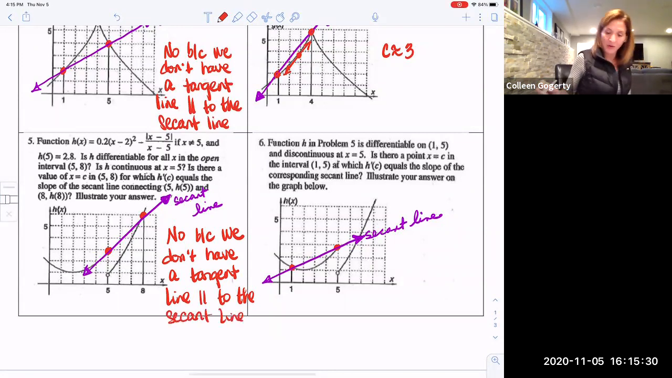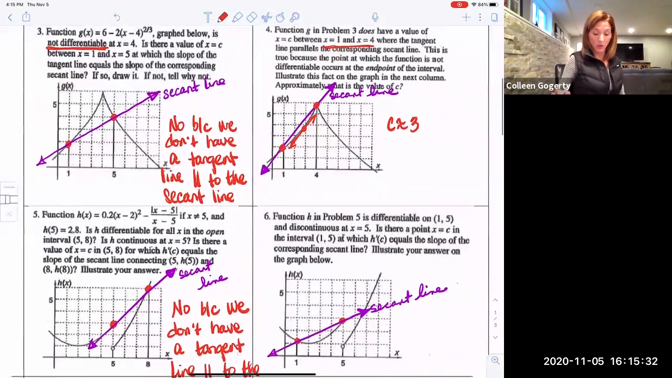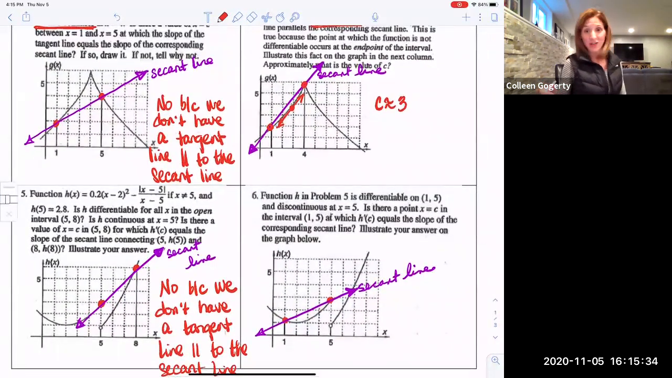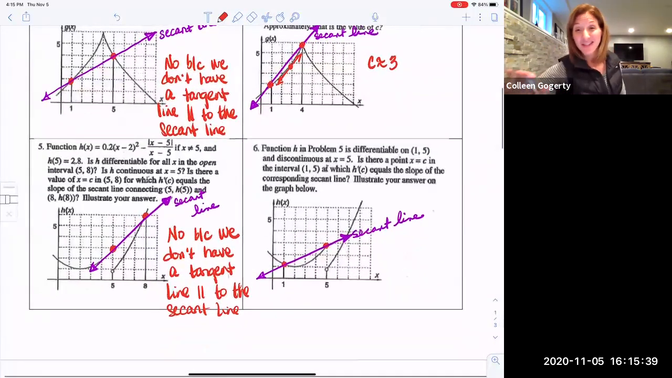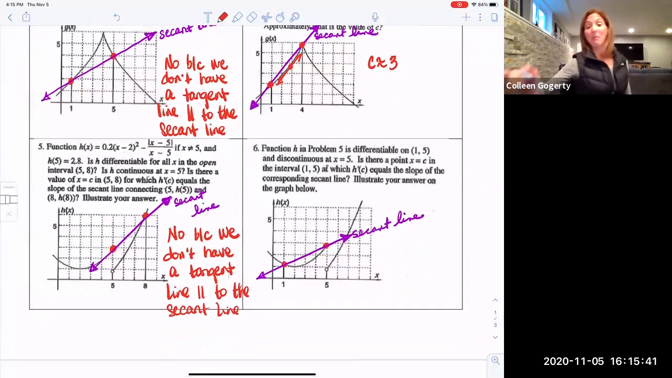Okay, so here we got another no. So right now my no's are 3 and 5. We couldn't draw in the tangent. Okay, but let's consider this last one before we make any final conclusions, okay?